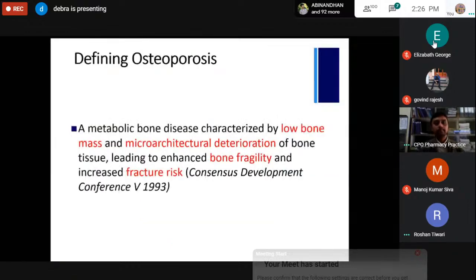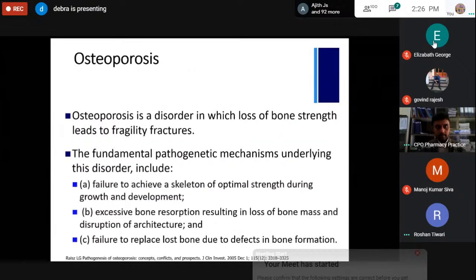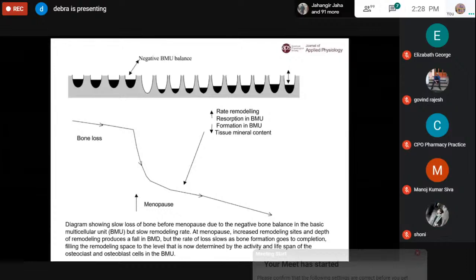It is a metabolic bone disease which is characterised by low bone mass, but also microarchitectural deterioration of the bone. So the important aspects are that the bone fragility leads to increased fracture risk. Osteoporosis is a disorder in which the loss of bone strength leads to that fragility fracture. And the fundamental pathogenetic mechanisms underlying the unit can lead to bone loss.